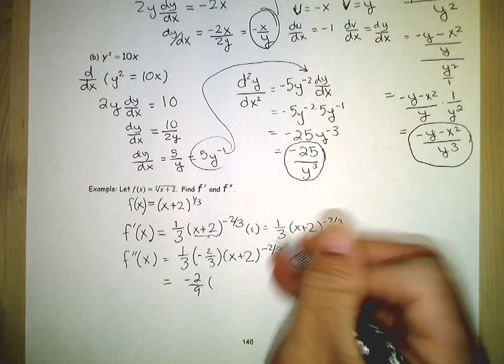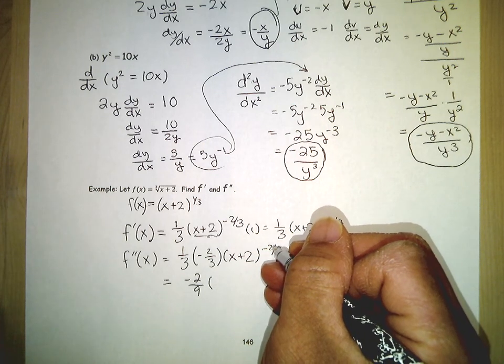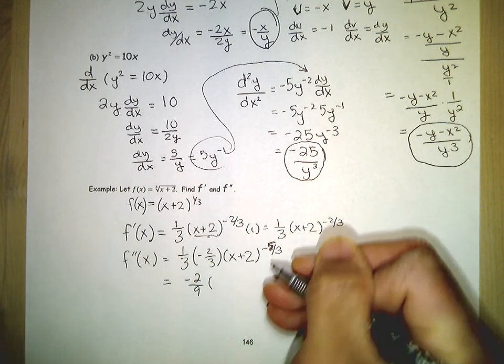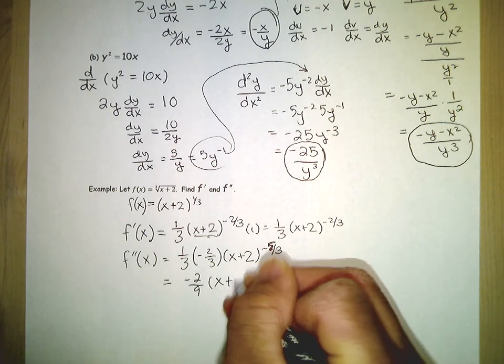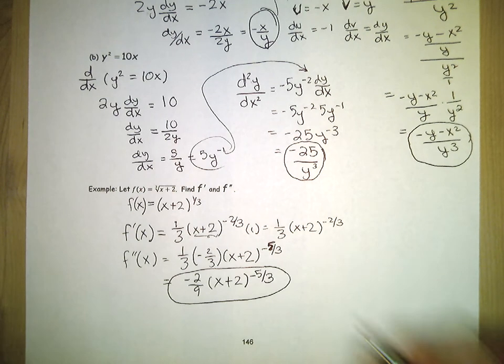Oh, sorry, did I say negative 2/3 power? I meant negative 5/3 power. What a time to be alive. (x plus 2) to the negative 5/3 power, and that is the second derivative there.